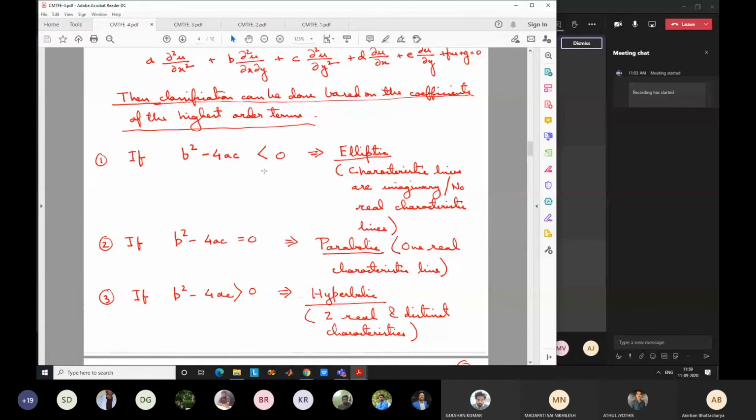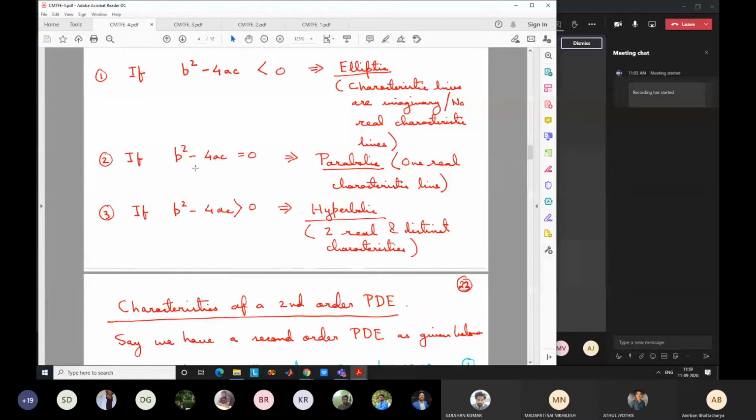The only important thing to remember here is that this classification is only valid for a second order PDE. We should not generalize this. We can classify higher order or lower order PDEs also as parabolic or different types, but not using this type of formula.